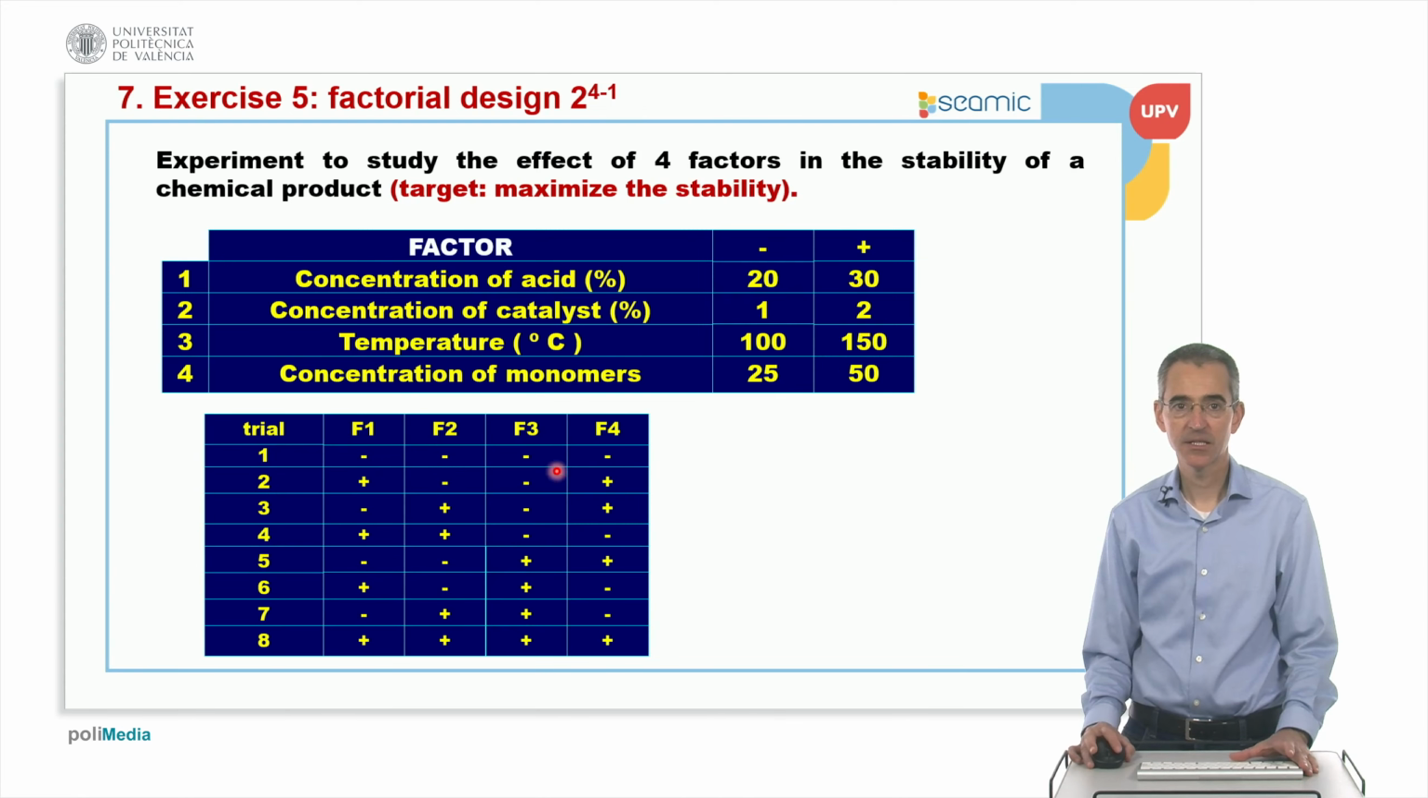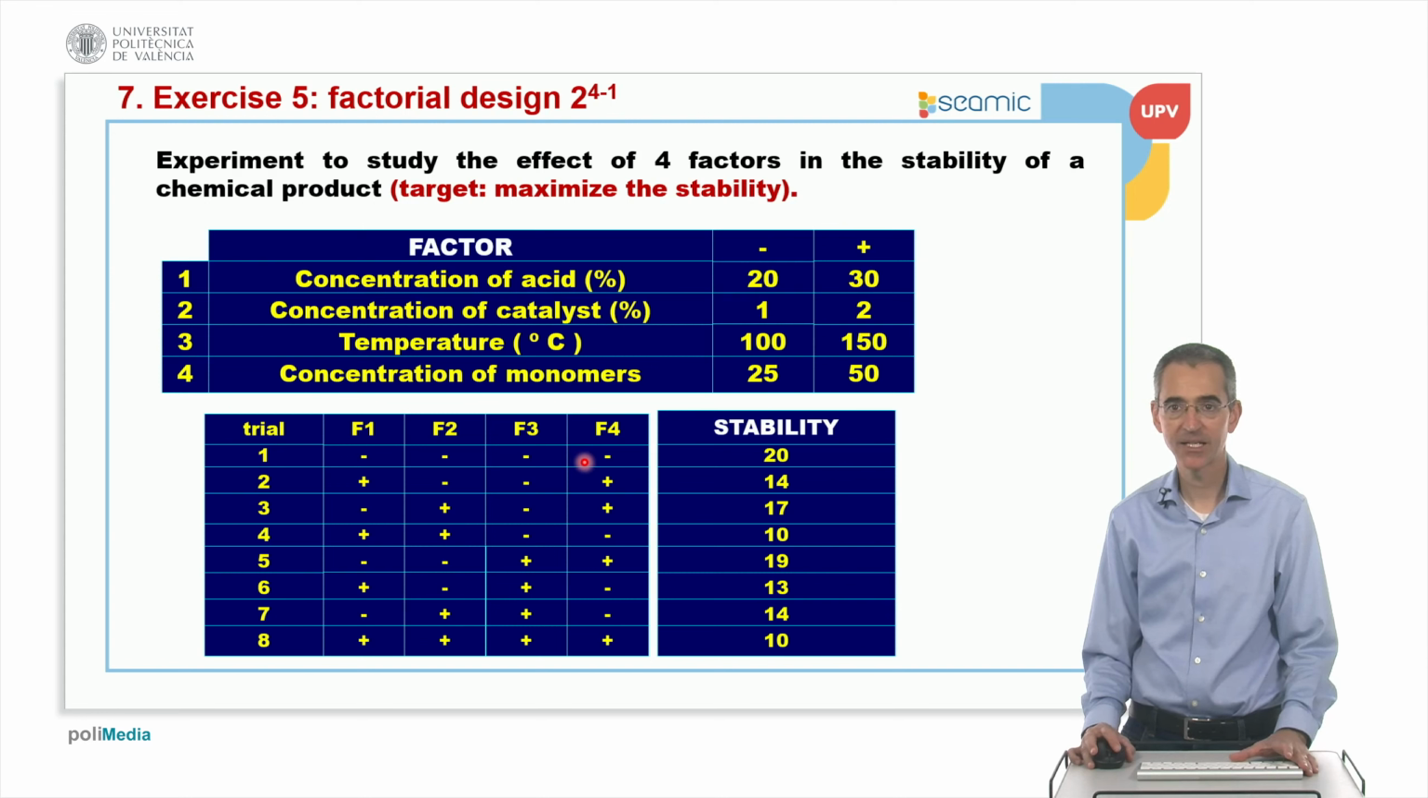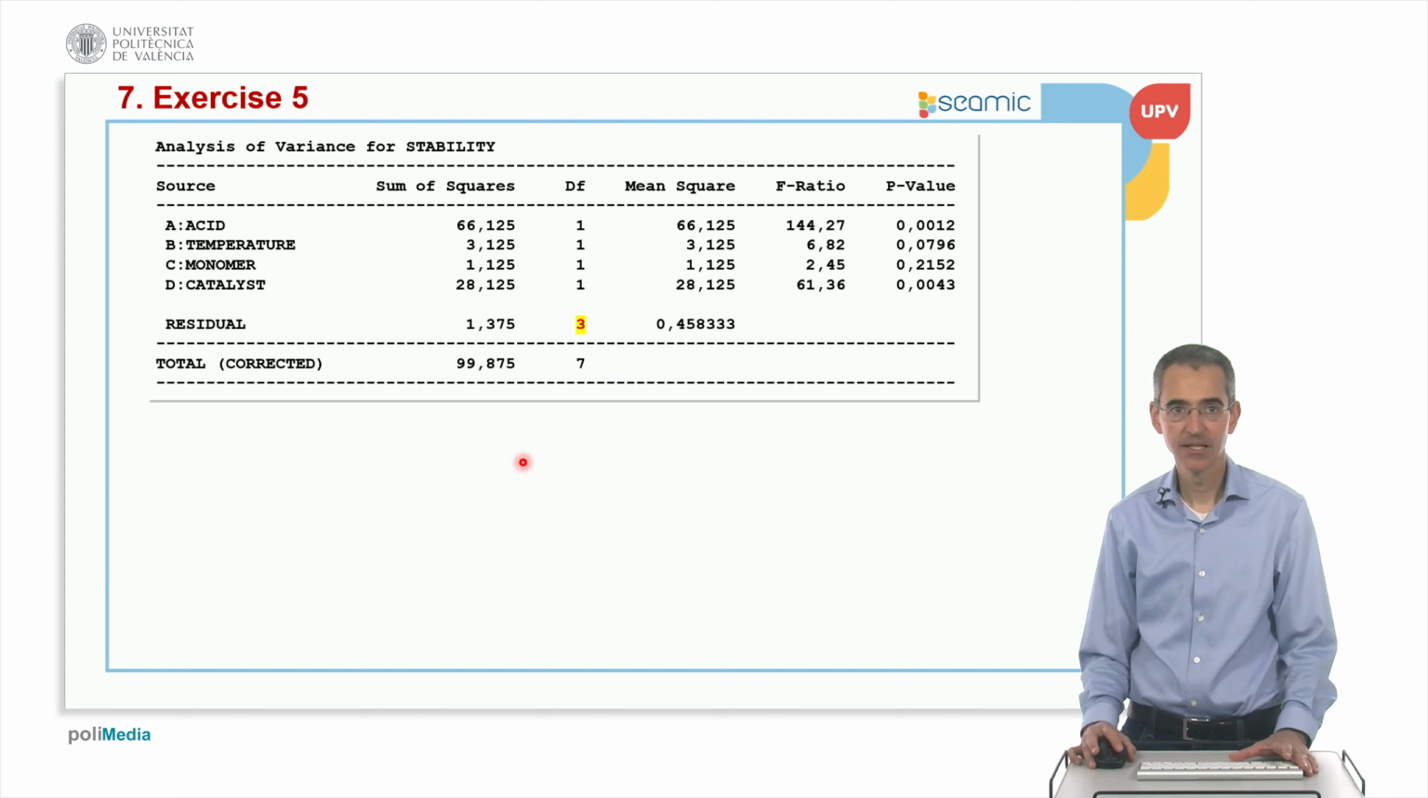Good. So this is the experimental design. We have the 4 factors, and then we run the 8 trials, and this is the response that we obtain experimentally. This is the stability. We introduce this data in Statgraphics. We analyze them with ANOVA, and this is the ANOVA table that we get. Here we can only study the simple effect of the 4 factors. Actually, we can see that the degrees of freedom of the residual is 3.